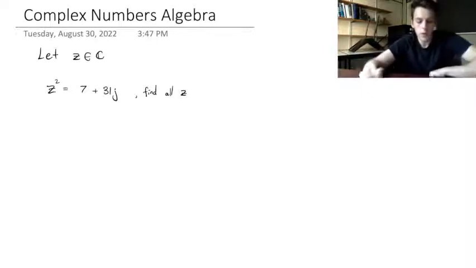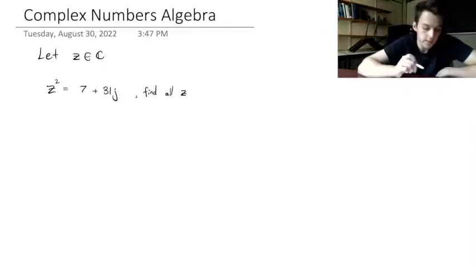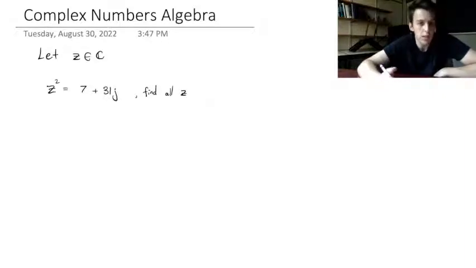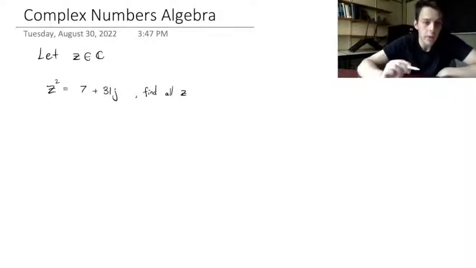Hey everybody, so in this video we're going to be taking a look at an example of using some algebra to solve some complex numbers question. In this case, we're given z being a complex number where z squared is equal to 7 plus 31j, where j is the square root of -1, and we need to find all z that can satisfy this equation, right?